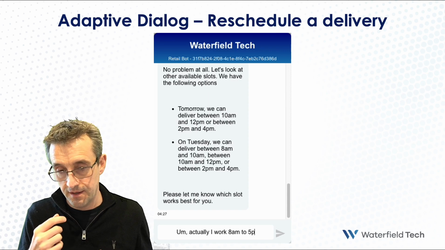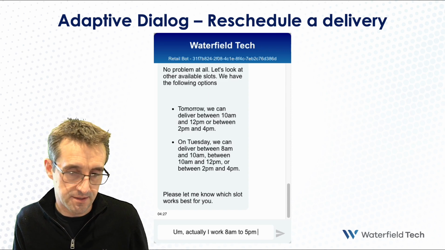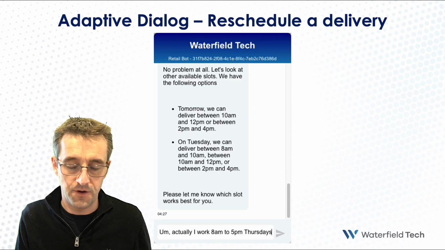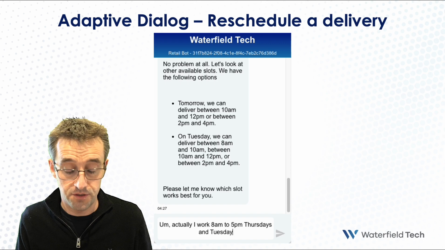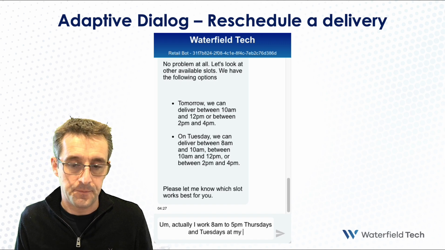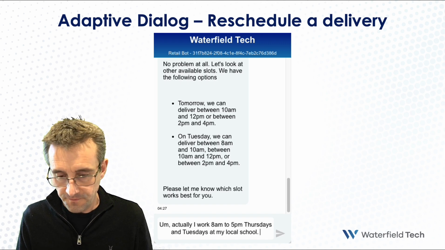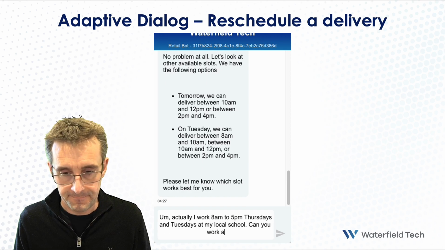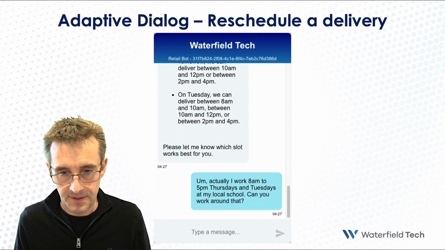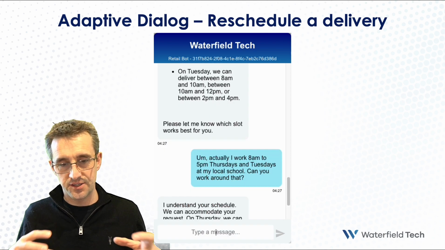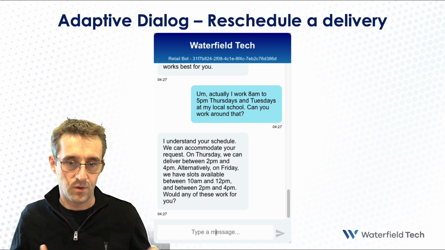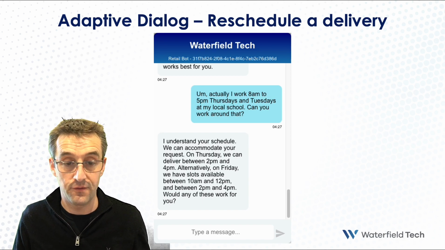And I'm going to say here, maybe I've got some very specific working patterns. So I actually work 8 a.m. until 5 p.m. Thursdays and I think that's Fridays, Tuesdays actually, let's go for Tuesdays, at my local school. Can you work around that? Let's see what it says here. So what we're doing here is we're constraining it. It's got to go back to that data set and work out what's available. So I understand your schedule. We can definitely accommodate this.